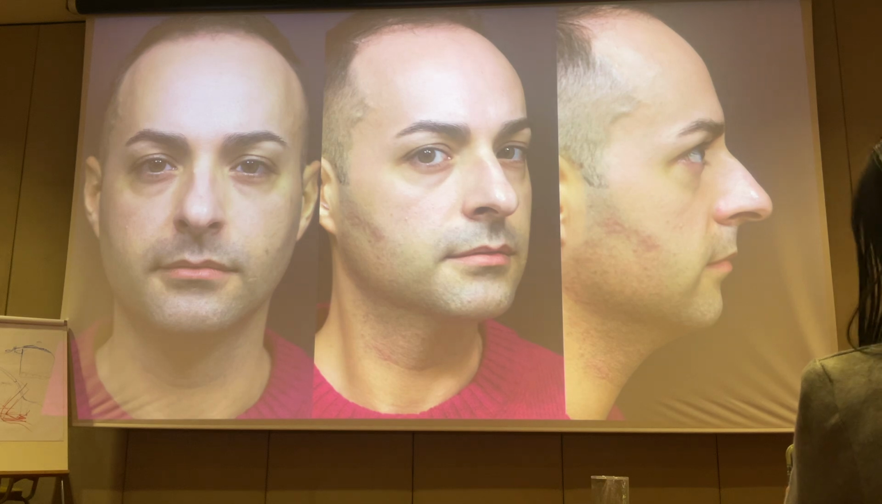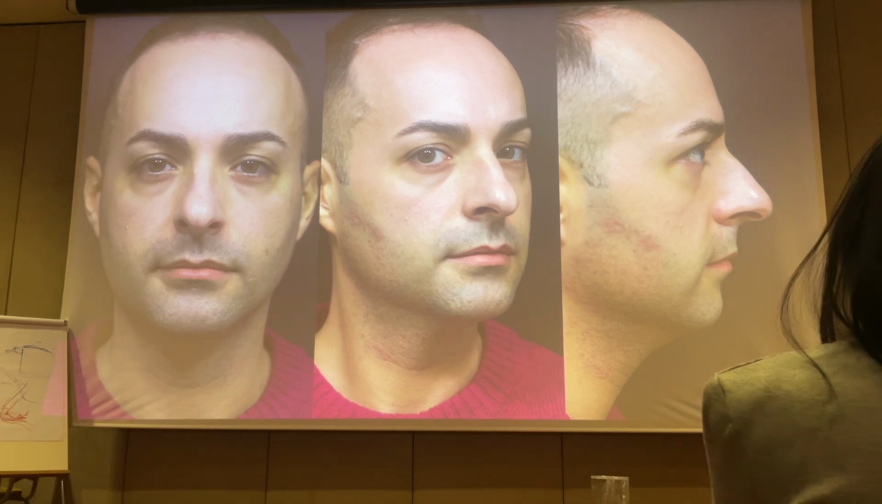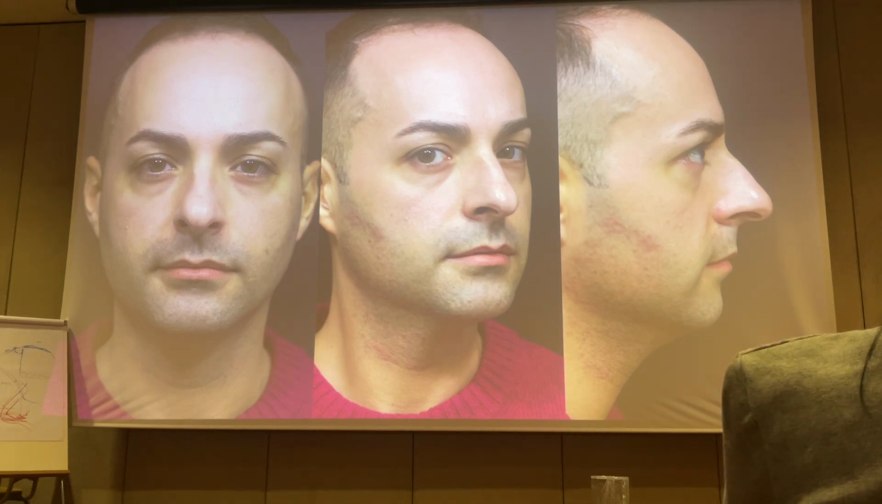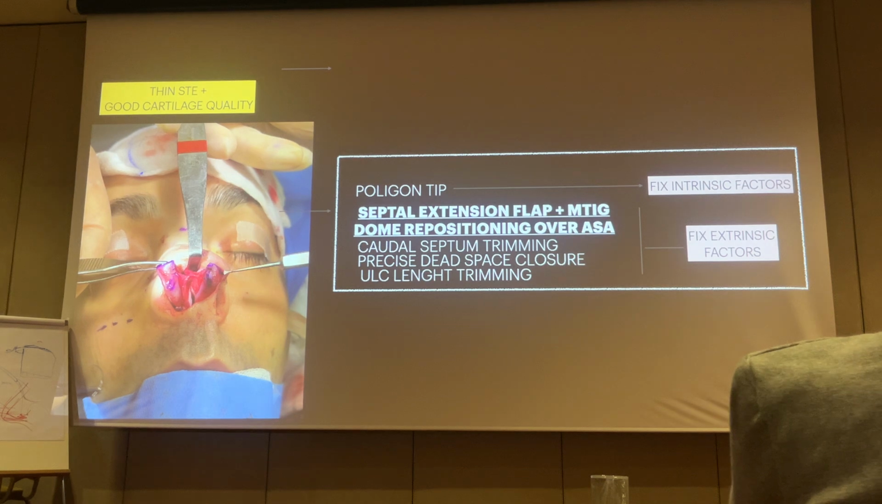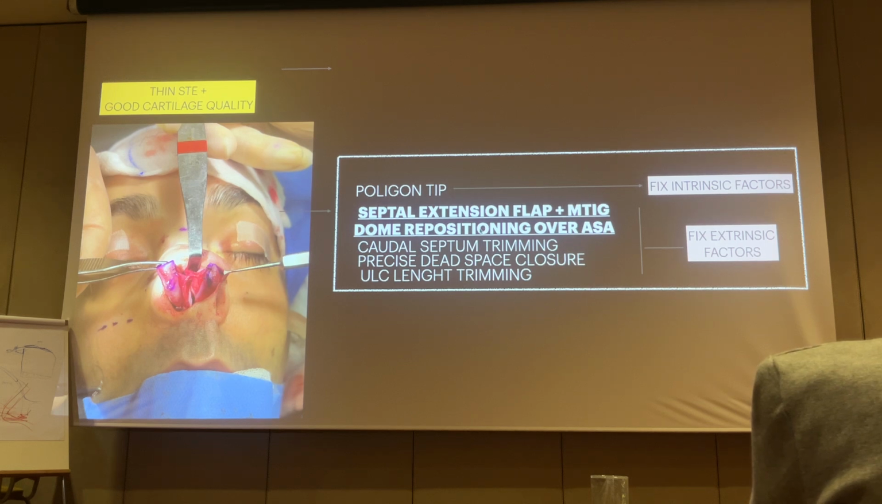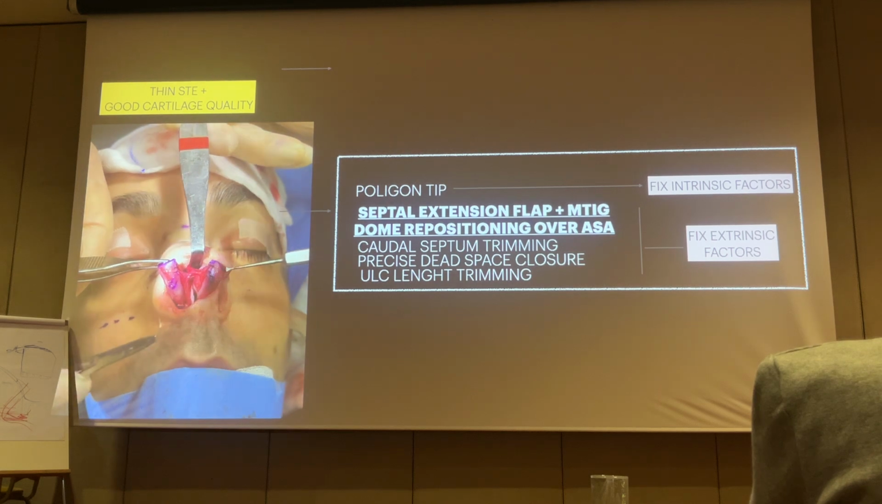And this is, for example, one case where I have long intrinsic factor and long extrinsic factor. So you see very long nostril. So what I did, polygon tip to fix the intrinsic factor, and to fix the extrinsic factor, I just did repositioning of the tip over the wasa segment, and I will show you the video.